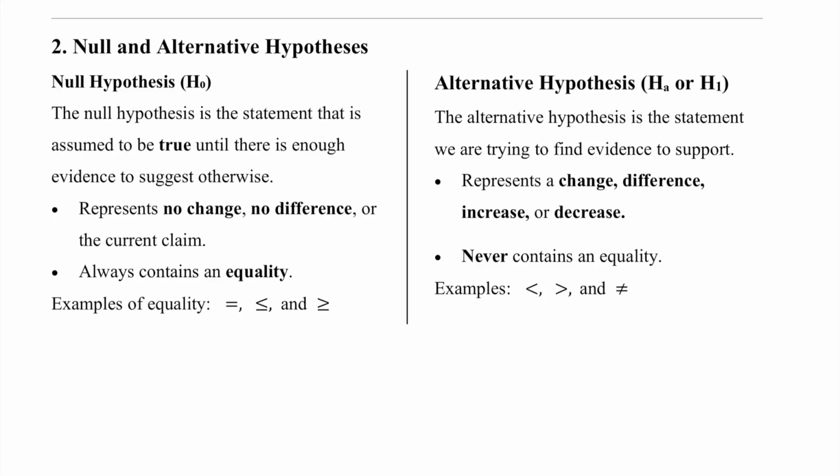Let's review. H naught is the statement we begin by assuming is true. HA is the statement we're trying to support. The equal sign always belongs in H naught. These are the most important rules you use throughout this chapter.